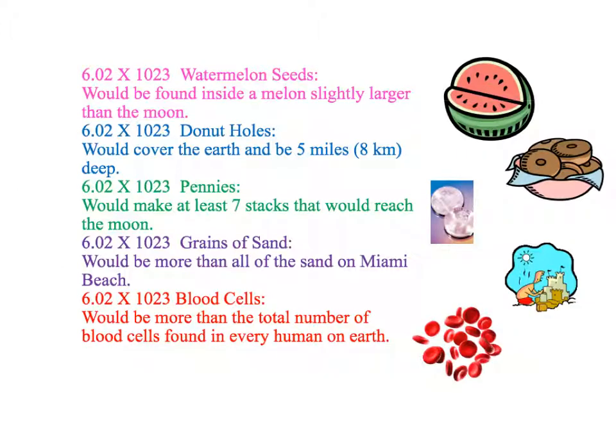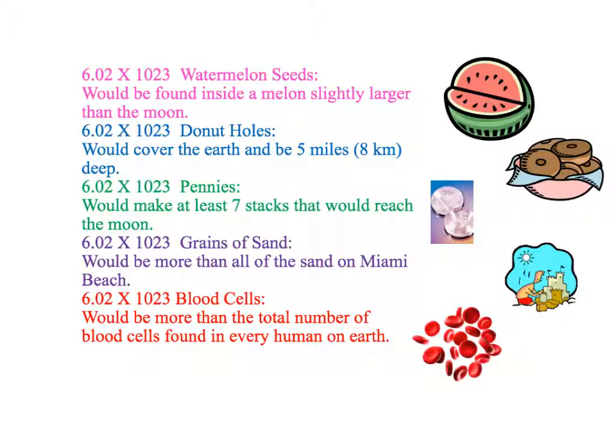So to get an idea of exactly what a mole is and to grasp it a little bit with our brains, we saw the number on the other slide and it was really large, lots of zeros, but what does that actually look like if we were to visualize it with something that we could recognize? So if we had a mole of watermelon seeds, it would be able to fit inside of a melon that's about the size of the moon.